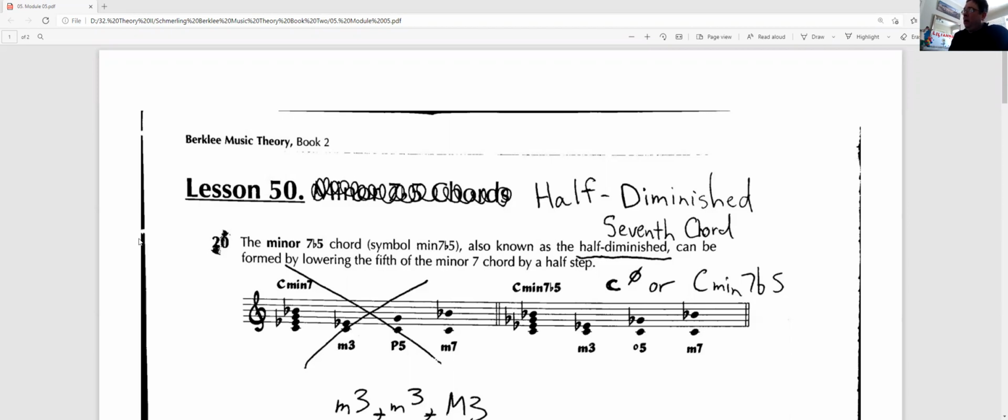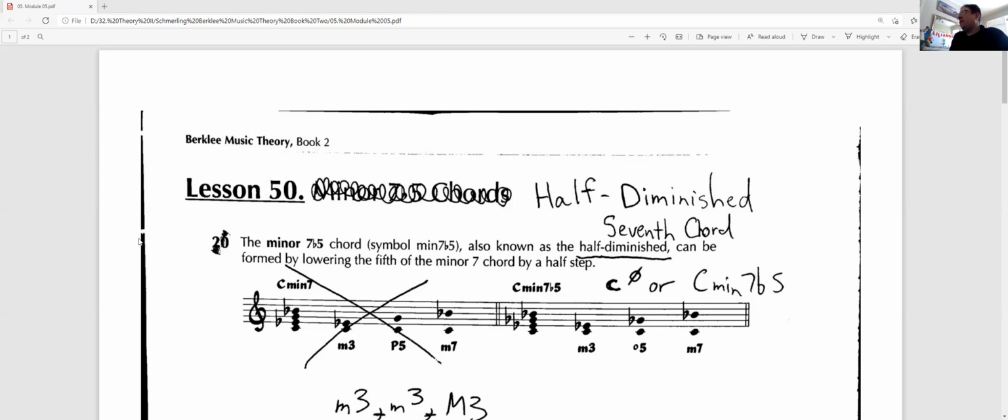Instead of the title of the chapter being minor 7 flat 5 chord, which probably doesn't mean a lot to you, I'm going to explain it as a half diminished 7th chord, and that is the title of the chapter, the half diminished 7th chord. The half diminished 7th chord consists of 4 notes, and we call it a half diminished chord to differentiate it from the fully diminished chord, which we're going to study next in chapter 51.